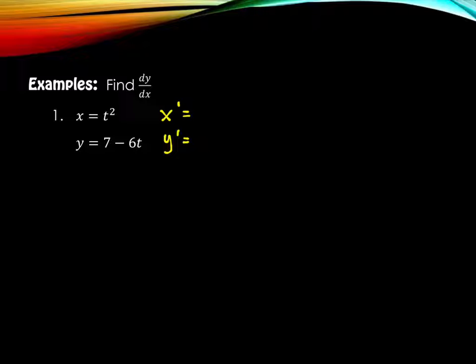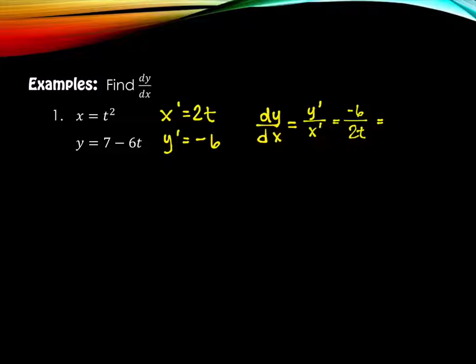What is the derivative of x with respect to t? 2t. And how about y? Negative 6. And then to do dy/dx, we divide y prime, I'll write this down this time, divided by x prime. That's what we're doing. The y prime, we just said, was negative 6. The x prime was 2t. And this becomes negative 3 over t. Okay, so we took two derivatives and we divided them. That's all we do for finding dy/dx.